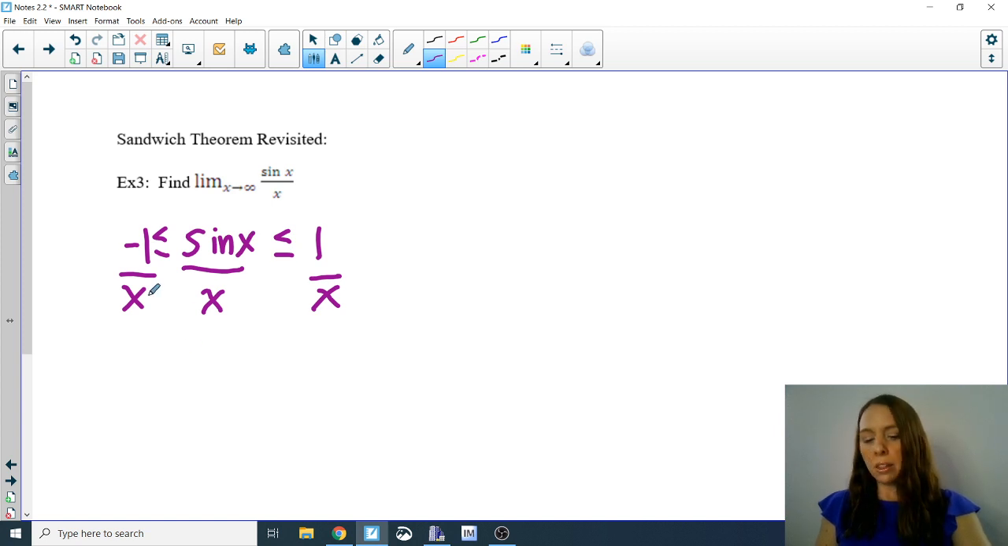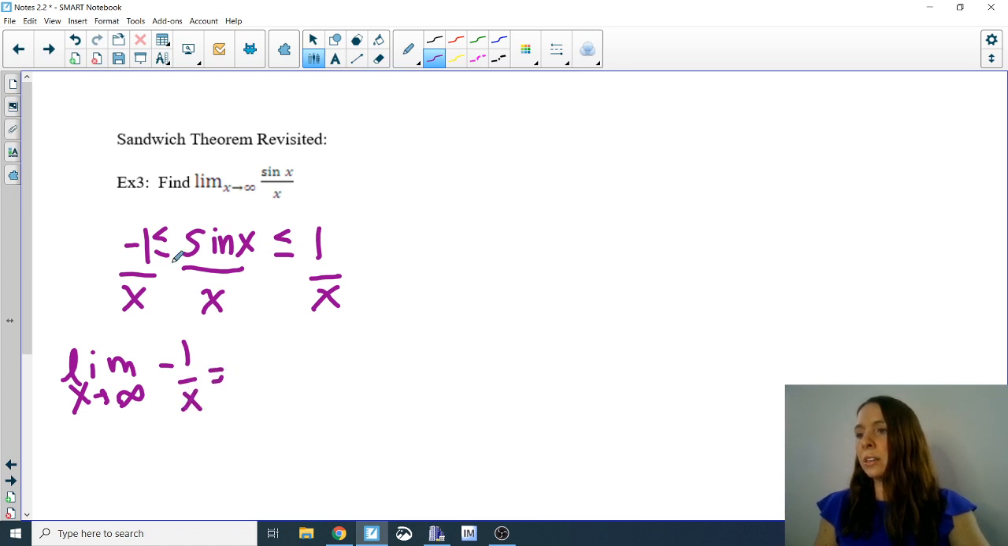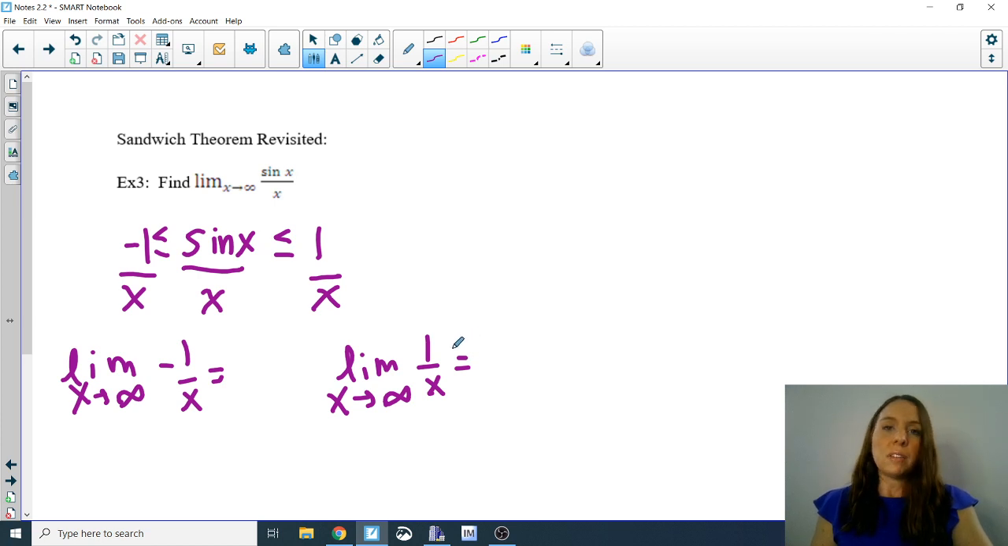Okay, so once we have the middle of our compound inequality matching the function that's in our limit, we can apply the limit that we are trying to find to the ends of the compound inequality. So I'm going to write the limit as x approaches infinity of negative 1 over x. That's this piece over here. I'm going to find that answer. And I'm also going to find the limit as x approaches infinity of 1 over x. Hopefully they have the same answer because that's part of the sandwich theorem, that these limits match, and if they match then the middle limit has the same value.